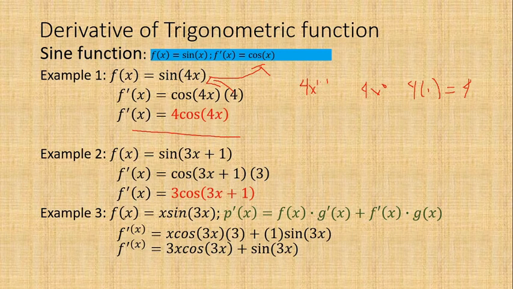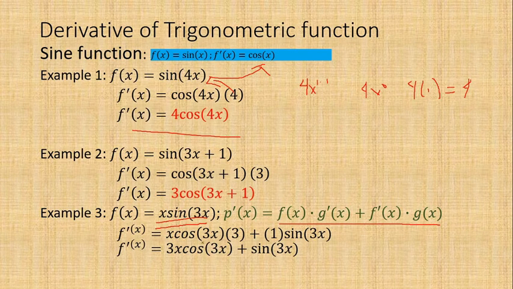Example number 3 is f of x equals x times sine 3x. So this is a product rule. We're going to apply the product rule, which is p prime of x is equal to f of x times g prime of x plus f prime of x times g of x. So by following this rule, we're going to derive this function.